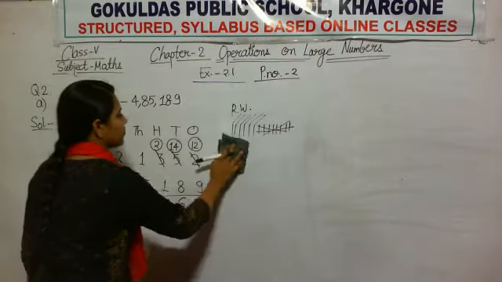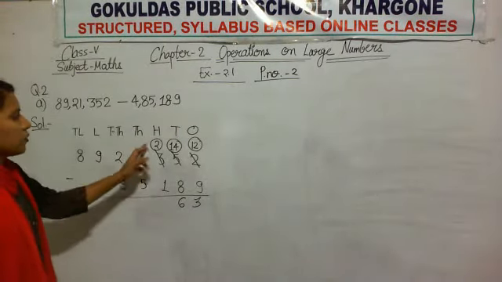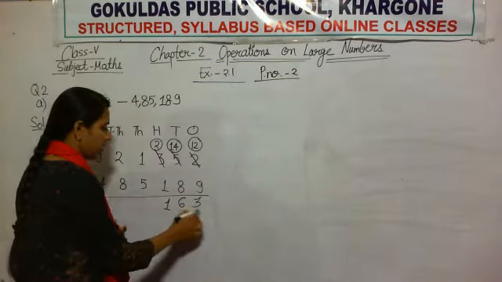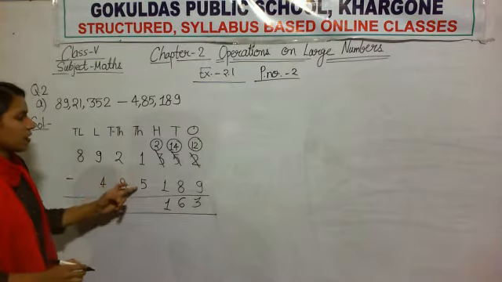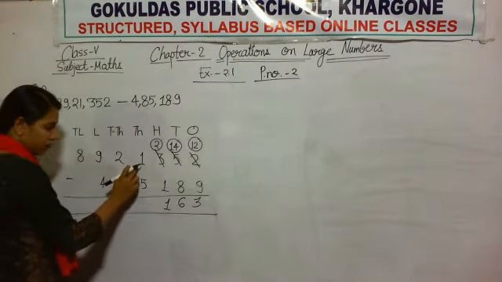Now move to the hundreds column. In the hundreds column you see that 2 minus 1. 2 minus 1, 1 will be left. 1 minus 5. Again you cannot subtract 5 from 1.